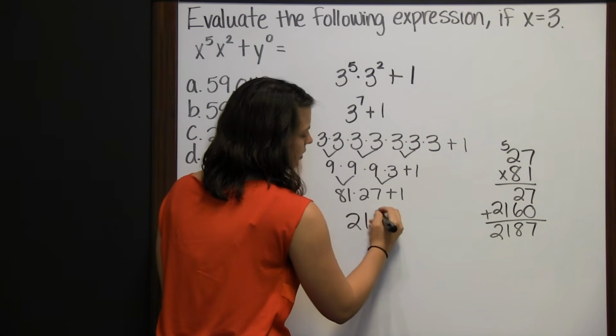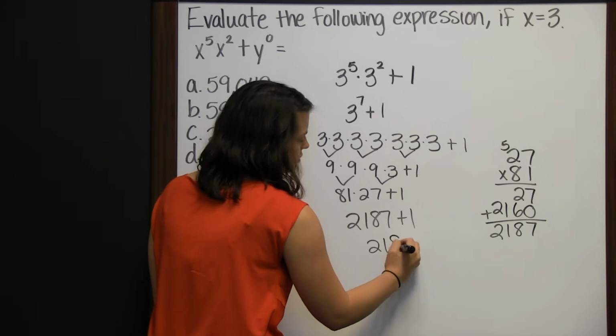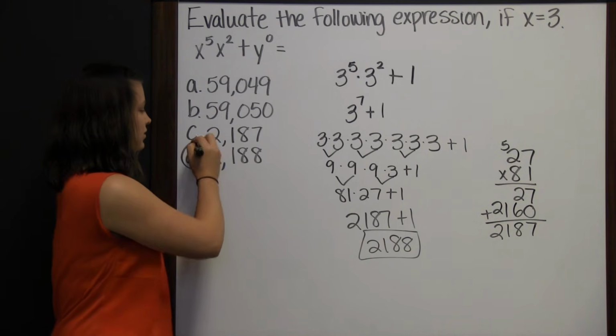So 2,187 plus 1, which is 2,188. So that's our answer. Answer D.